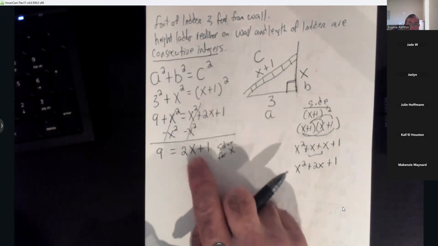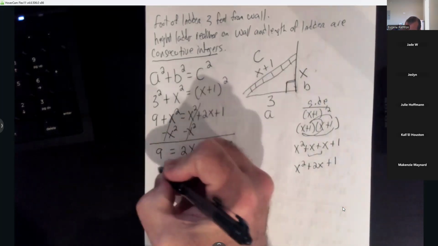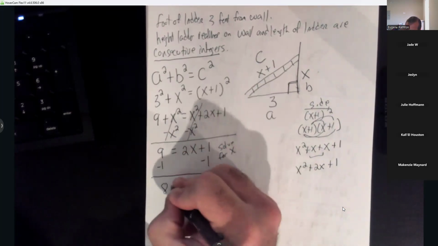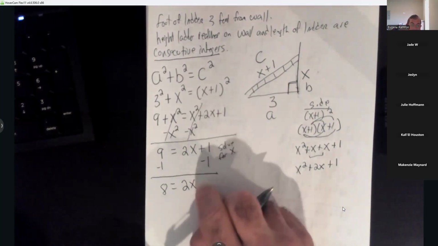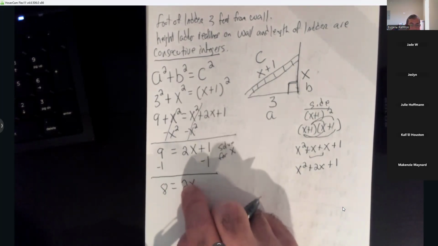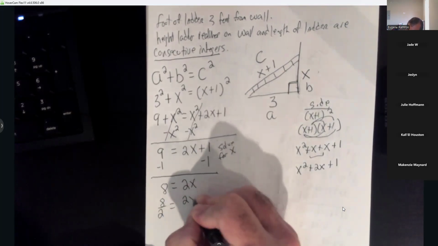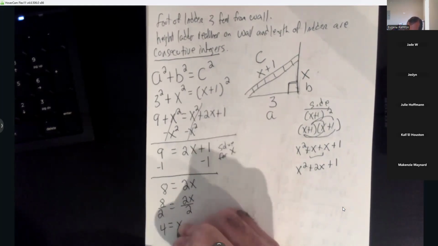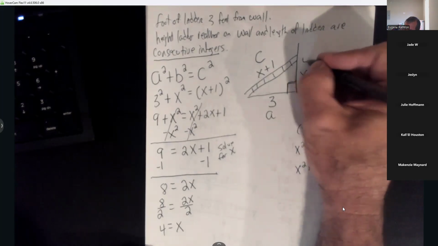So to solve this for the x, I'm going to move this one over by subtracting. So 9 minus 1 gives me 8 equal to my 2x. And y'all, you're going to solve y'all's the same way. You're going to subtract 1, and then you're going to have 2x, which means you're going to divide everybody by 2. So 8 divided by 2 gives me 4 equal to my x. So y'all, this side is going to be 4.